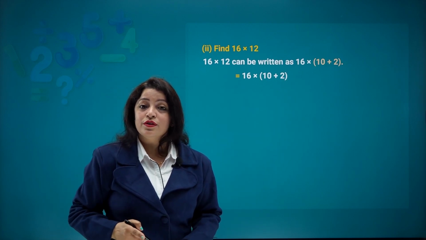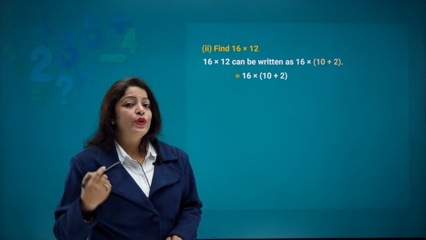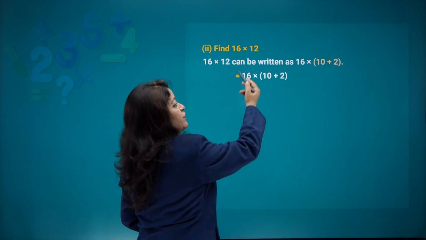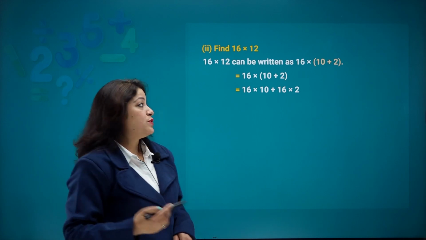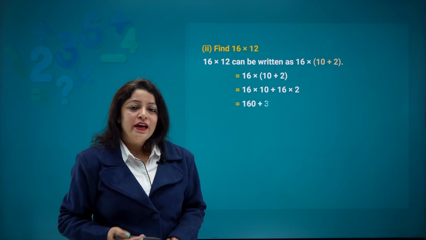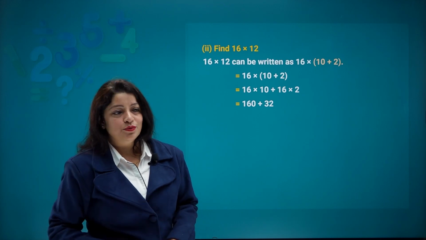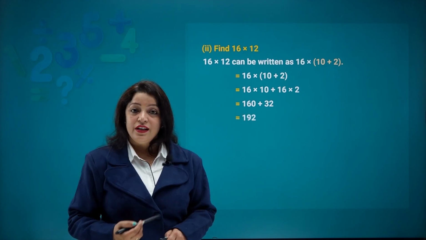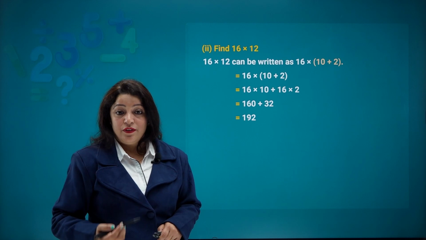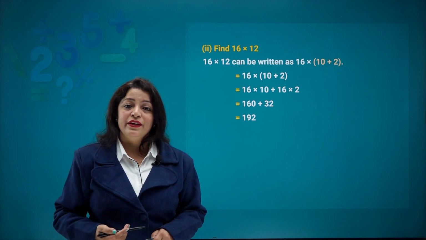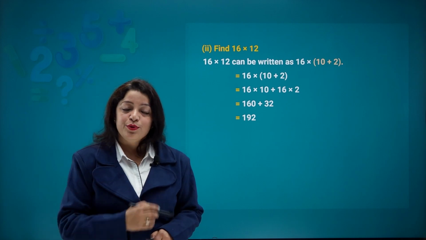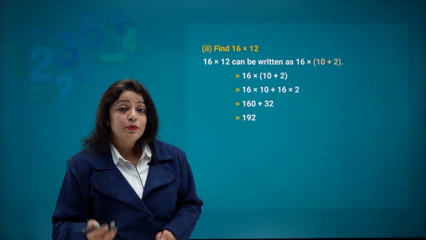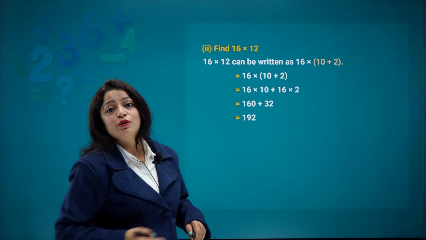So we have to use distributive property over addition. Here 16 will be multiplied by 10 and 16 is multiplied by 2. Now 16 times 10 is 160 and 16 times 2 is 32. That you already know. The result is 192. Right? So without actually doing the multiplication by column method, we have done the multiplication using the distributive property. Now you may ask, can we split 16 also?